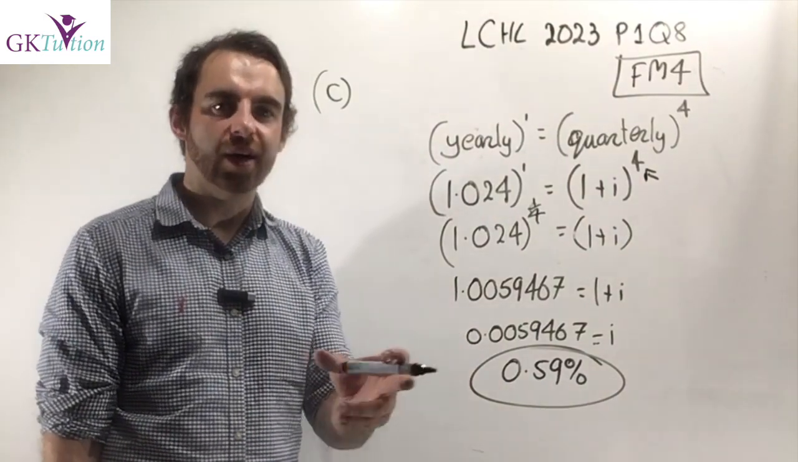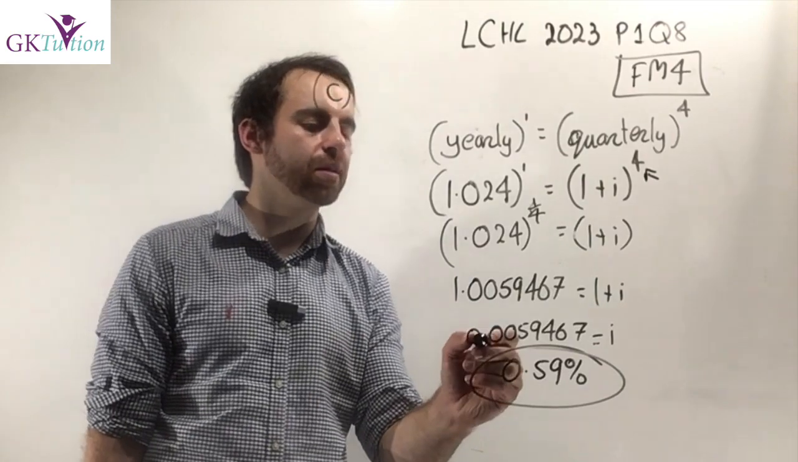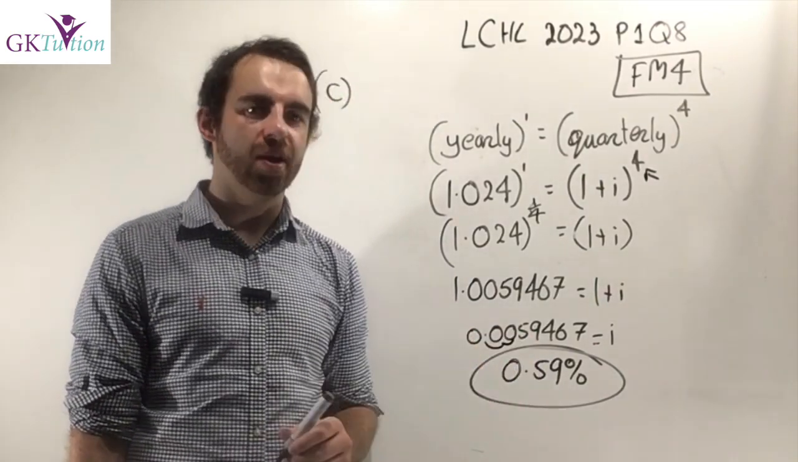And finally then you're asked to leave your answer as a percentage to 2 decimal places. In other words, you move the decimal place 2 places here, and the percentage is 0.59%.